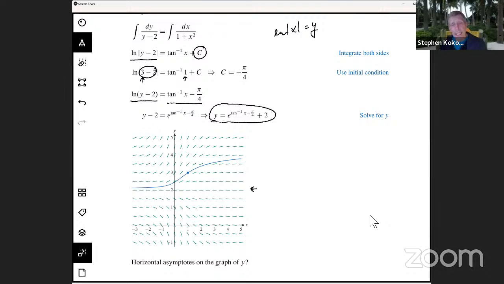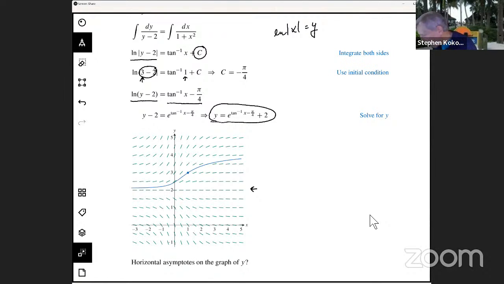Now, don't be misled here. If you look at this very quickly, it seems like there might be some horizontal asymptotes on the graph of y. It seems like the two horizontal asymptotes might be at y equal 2 and y equal 4. But they're not. And so a question is, can you find the horizontal asymptotes on this graph of y? I wonder if the slope field might be just a little bit misleading in finding those. Okay, we'll leave that as an open question.